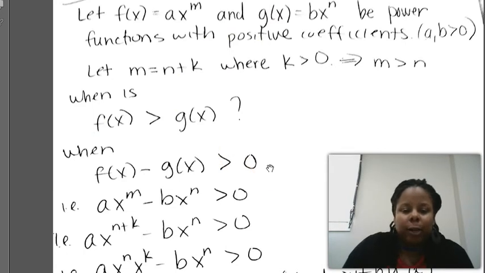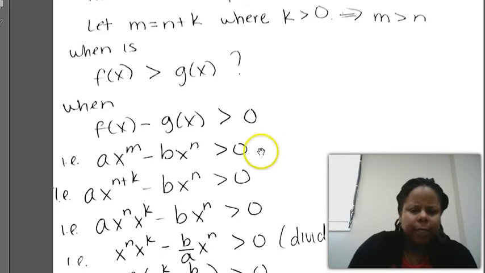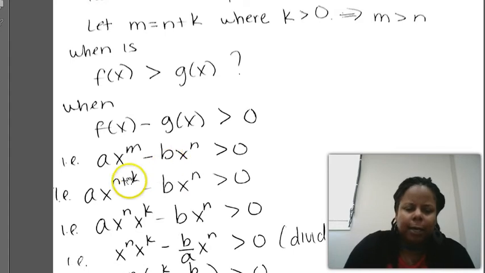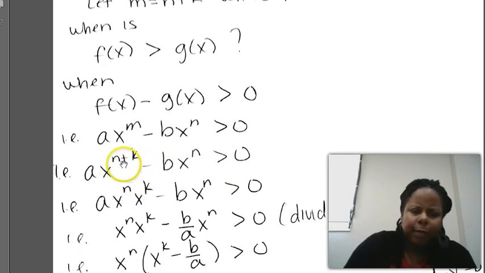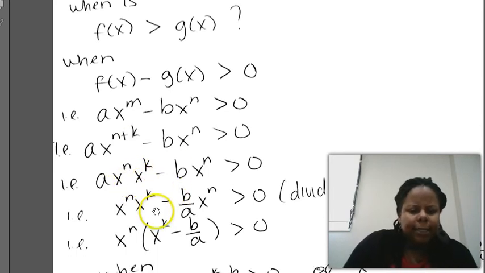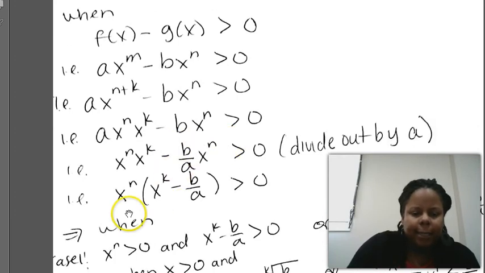Well, when I do some algebraic manipulation, I see that since f of x is equal to ax to the m and g of x is equal to bx to the n, when I rewrite based off that difference that I included, it looks like this. And then I break apart the n and the k, and I get something like this. And then I basically divide both sides by a. So now this part has x to the n, x to the k, and this part now has b over a, x to the n. And then I factor out an x to the n, so I get x to the k minus b over a.